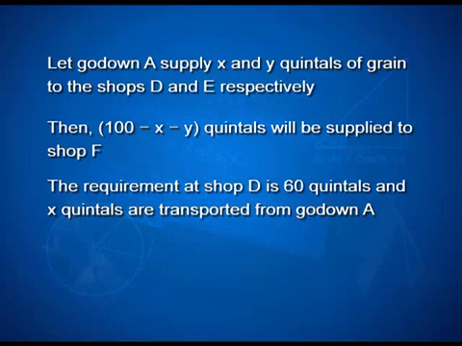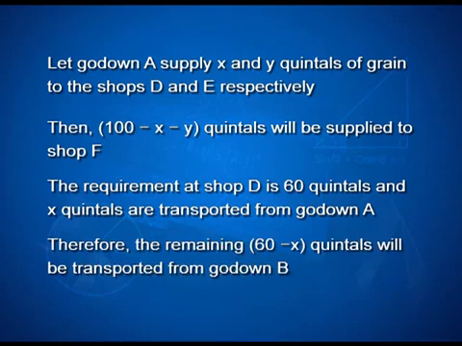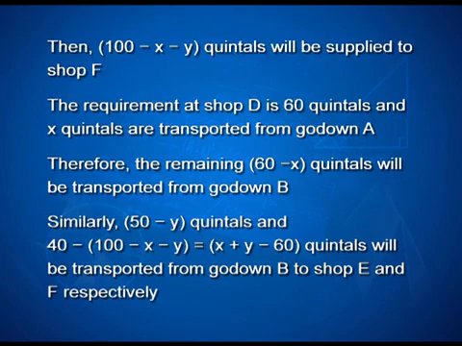Similarly, the requirement of shop D is 60 quintals and it has already received x quintals from A. Therefore, the remaining, that is 60 minus x quintals, must be transported from godown B. And now, if you follow that logic, then 50 minus y quintals must come from B to E, and the requirement of shop F will be met by the remaining quintals that are left with godown B, which amounts to 40 minus (100 minus x minus y), that is, x plus y minus 60.